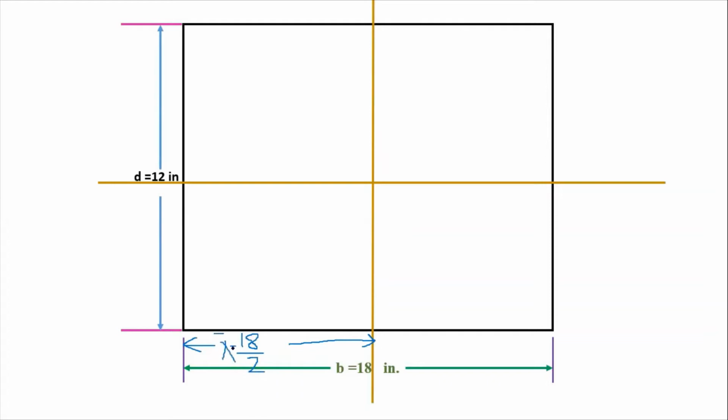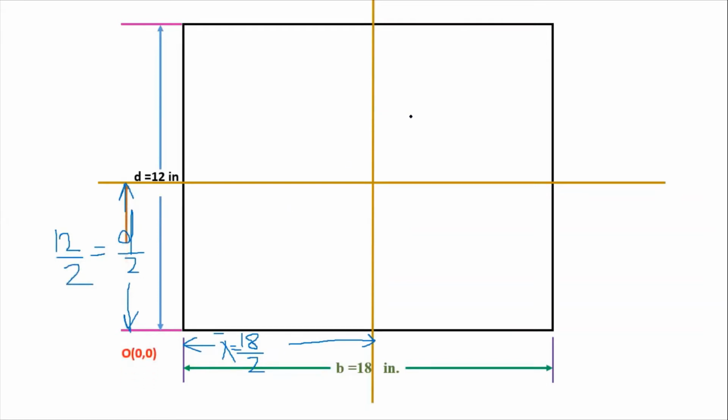Simple. You don't need any formula over here. And this will be d by 2, and d by 2 means 12 divided by 2. So I can write here 12 divided by 2. So it will be 6 inches. So the centroid is 9 comma 6 inches.